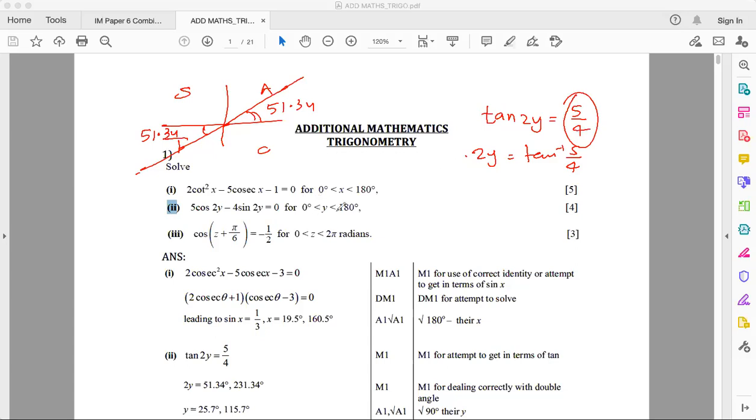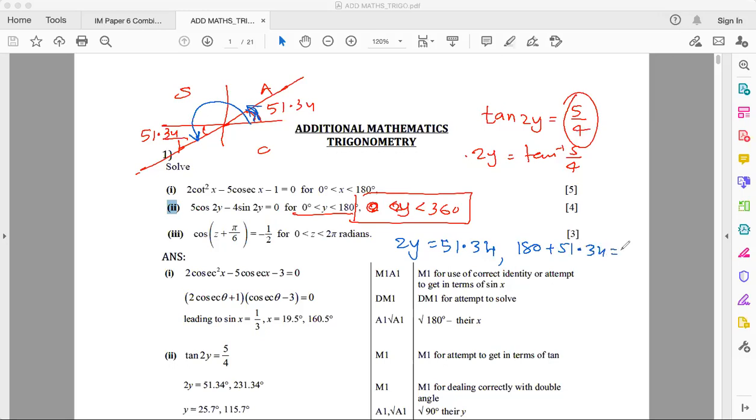Now, since the range of y is 0 to 180, the 2y value will be 0 to 360. So we're solving first for 2y, going from 0 to 360. The first angle you notice here is 2y equals 51.34. That's one angle. The next angle is this one, which is 180 plus 51.34, so 231.34.